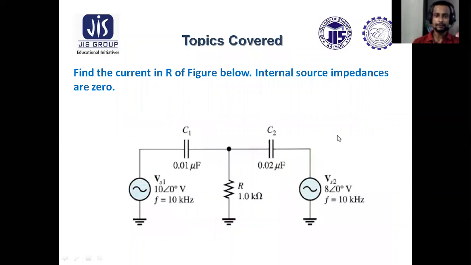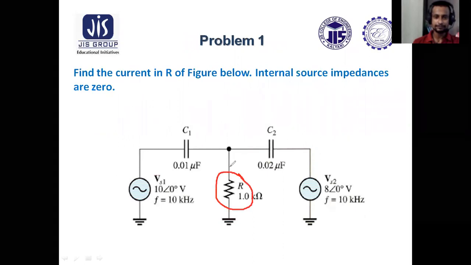See here, an electric network is shown, which has two voltage sources, and all these sources are AC type. We are asked to find the current through this R branch. VS1 and VS2 are given. This is to be found.